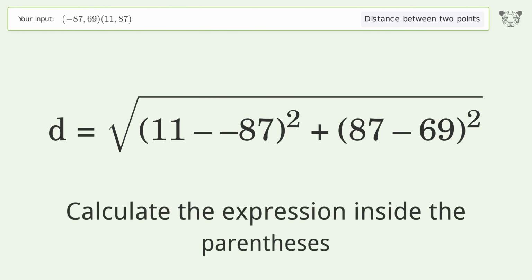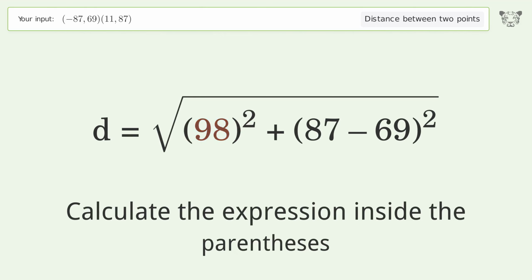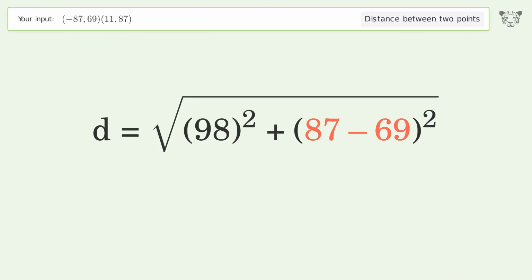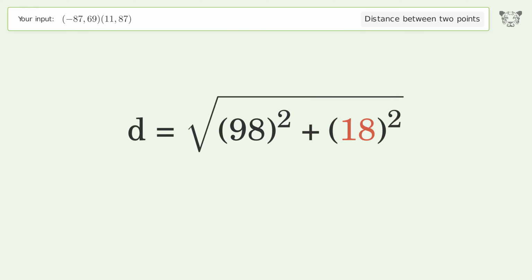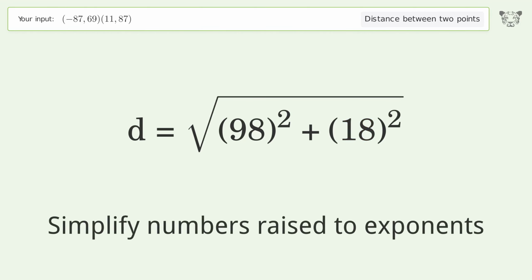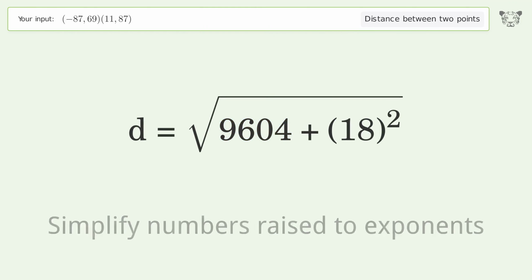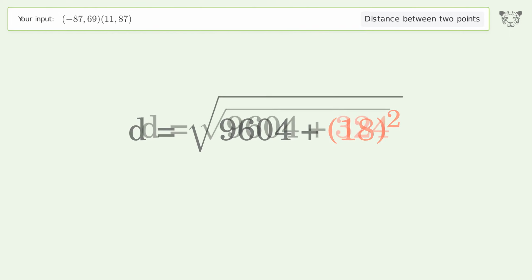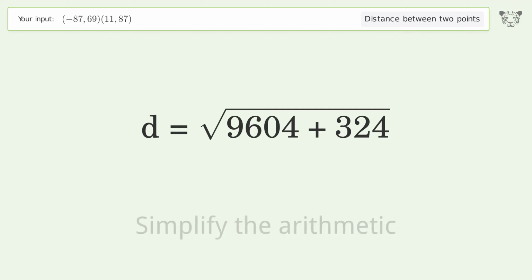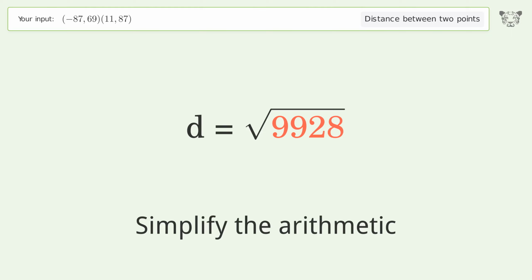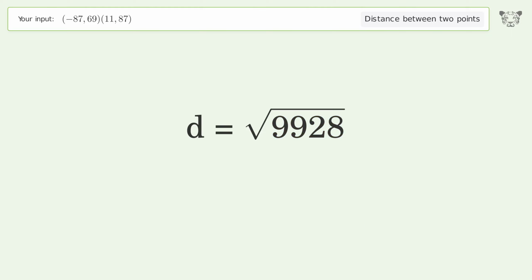Calculate the expression inside the parentheses. Simplify numbers raised to exponents. Simplify the arithmetic. And so the distance between the 2 points is the square root of 9,928, or 99.639.